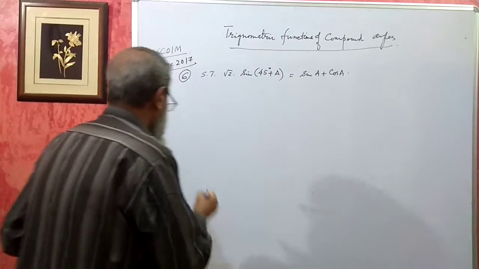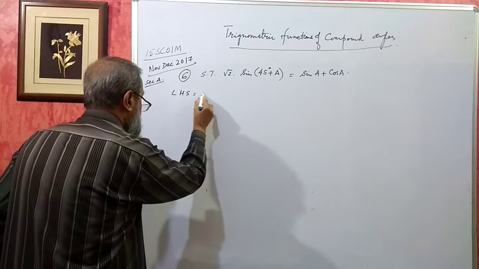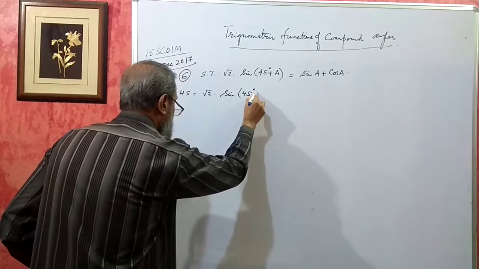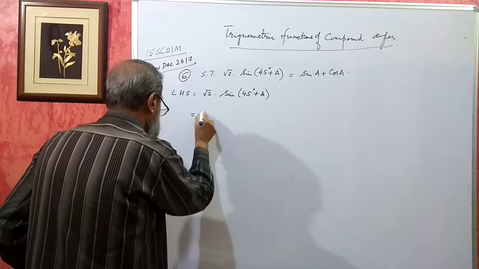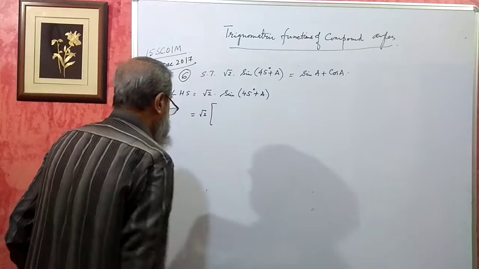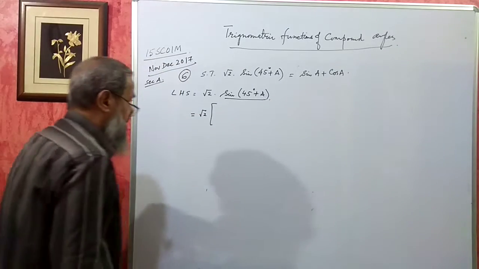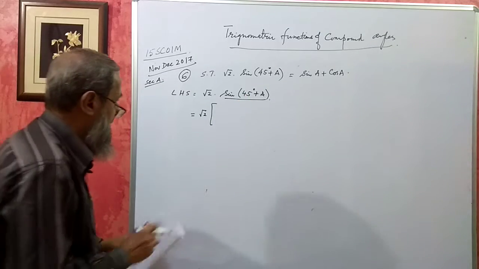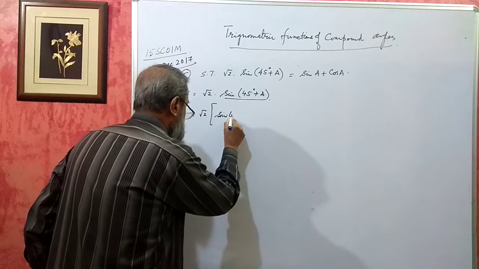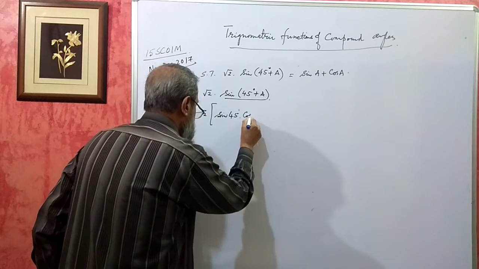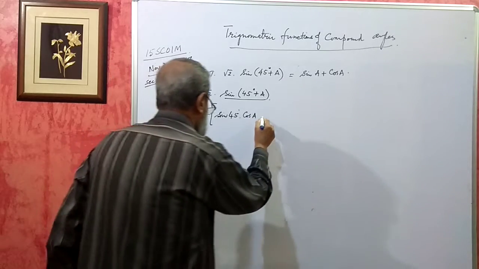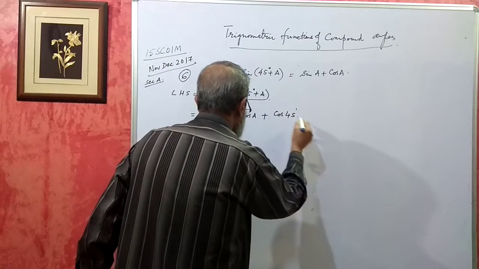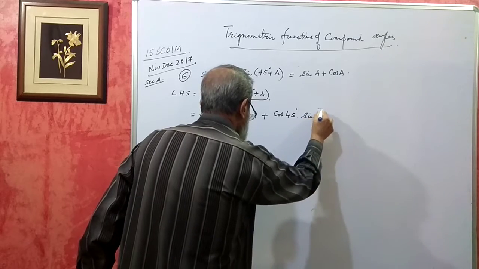Take the left hand side. Left hand side is root 2 into sine of 45 degree plus A. Now, keep this root 2 as it is, multiplied by the expansion. This is of the form sine of A plus B. So sine of A plus B is sine 45, that is sine A, into cos B, that is cos A, plus cos A, that is cos 45 degree, into sine B, that is sine A.